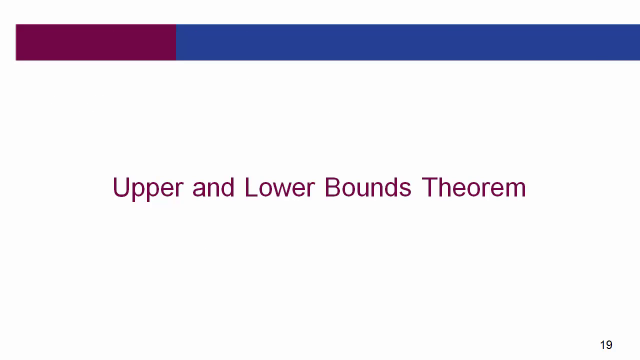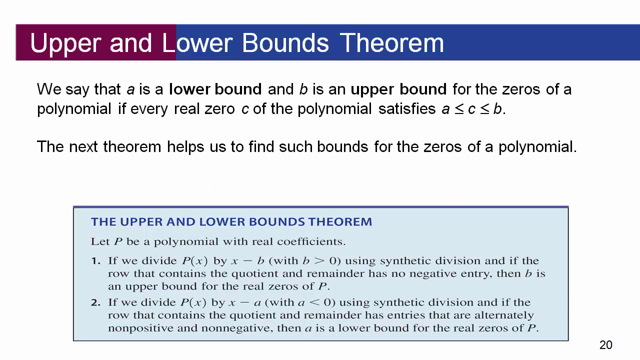All right. Finding the upper and lower bounds of what our zeros could be also can be helpful, because instead of looking at 20 different possible zeros, once we find upper and lower bounds, we can kind of eliminate some of our possibilities. And so something is a lower bound and something is an upper bound if we know that the real zero is in between those numbers. Now, we can find upper and lower bounds with this simple theorem.